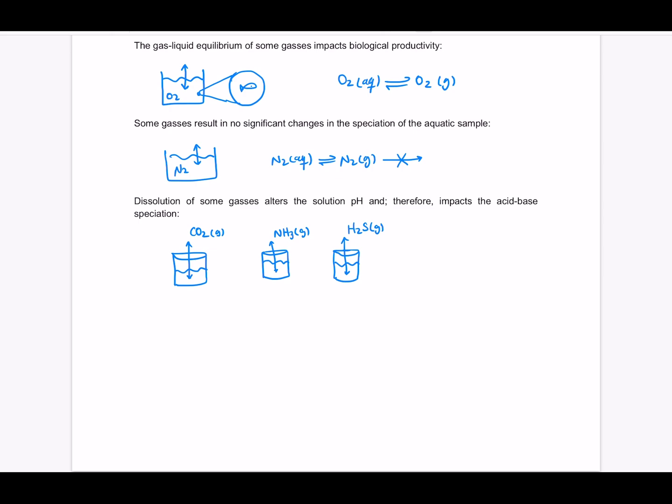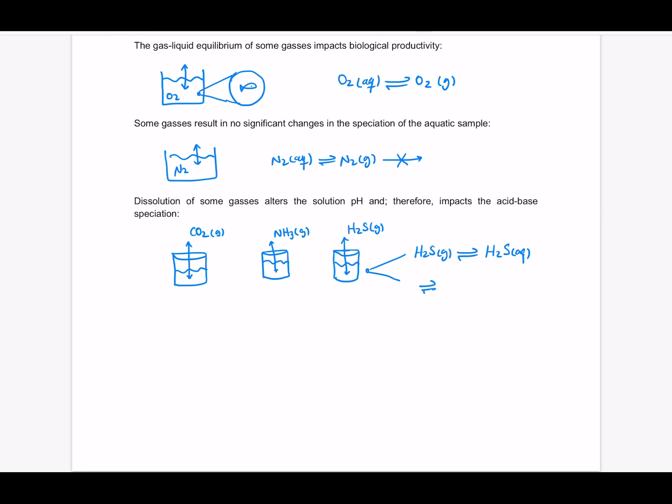And all of them are very similar because upon introduction of that species from the gas phase to the liquid phase, we're dealing with acid-base speciation. Specifically looking at H2S: when you have H2S from the gas phase, it is in equilibrium with the aqueous phase. And once you have this in the aqueous phase, it depends on the pH.